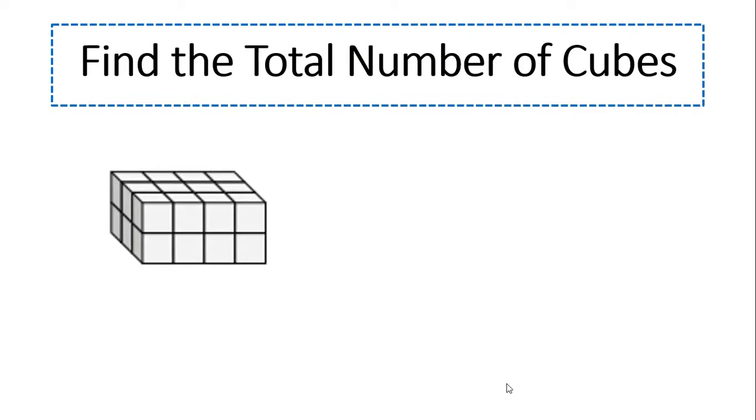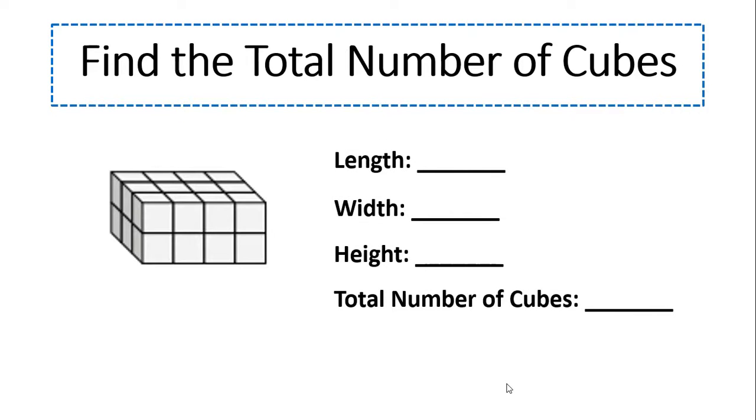All right, we're going to do 2 more problems, but this time we're only going to be using the simulator. We have our rectangular prism here. We're going to first find the length, width, and height in order to figure out how many total unit cubes are needed to fill this rectangular prism.